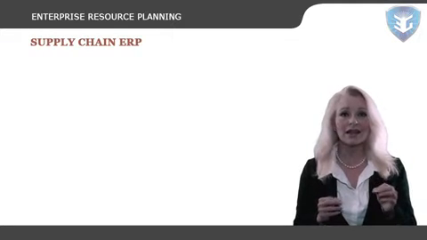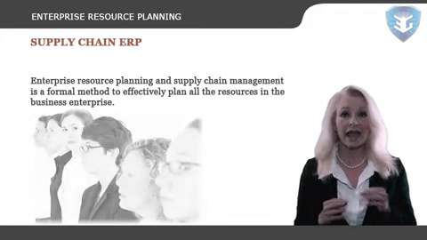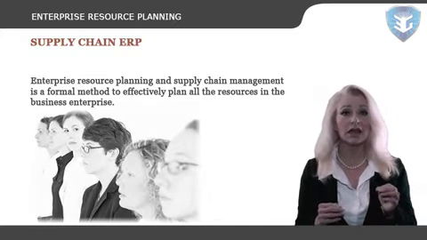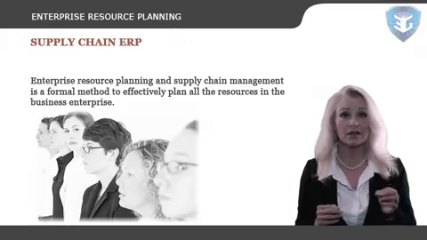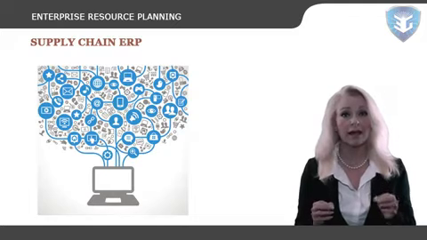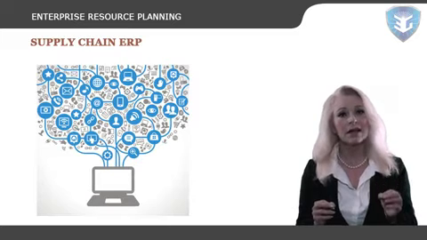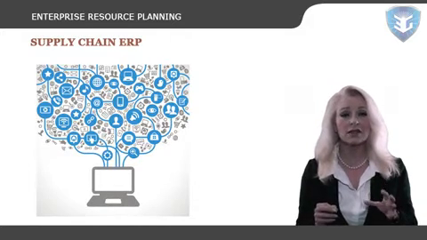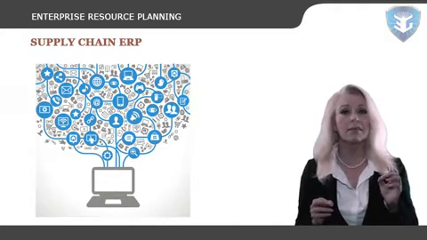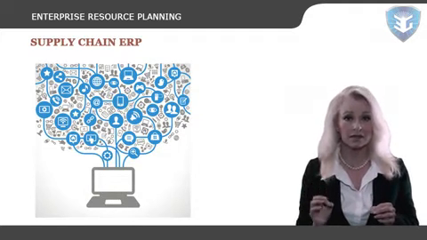Now we will study the supply chain ERP. Enterprise resource planning and supply chain management is a formal method to effectively plan all the resources in the business enterprise. Through the implementation of enterprise resource planning and supply chain management, manufacturing companies establish operating systems and operating performance measurements to enable them to manage business operations and meet business and financial objectives.